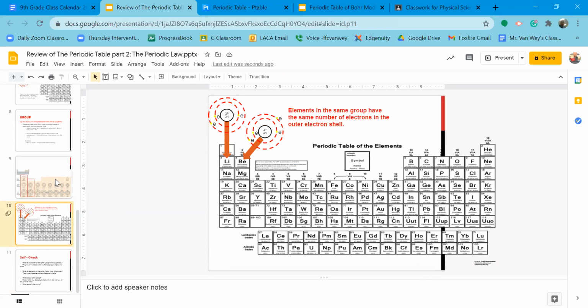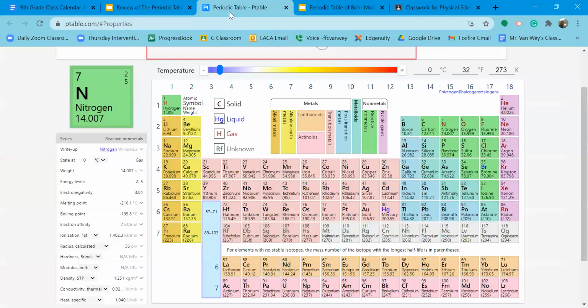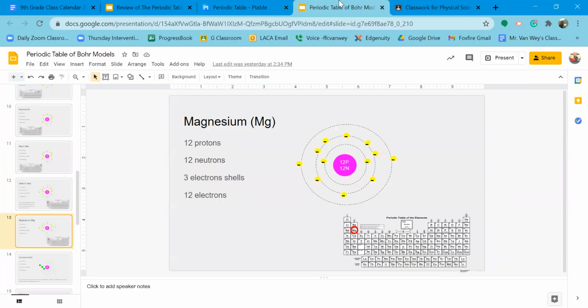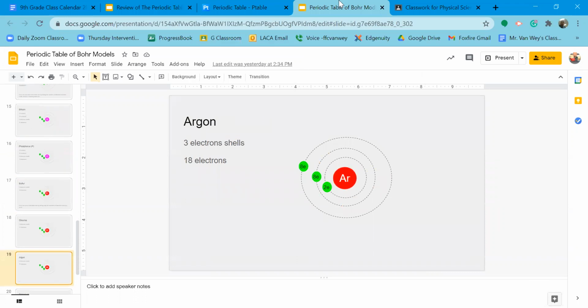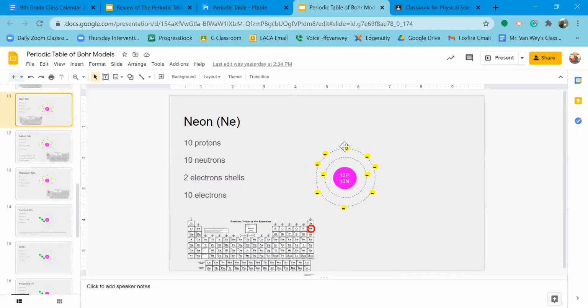Now the next question is a little tougher. It says, what group is neon a part of? Well, to know what group an atom is part of, you just count the number of electrons on its outer shell. Okay, so there's 1, 2, 3, 4, 5, 6, 7, 8. We can confirm that with my periodic table of Bohr models as well. Those are the wrong way. Neon, it has 8 electrons on its outer shell.